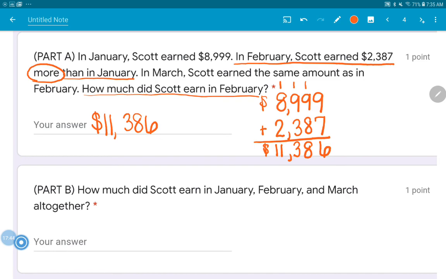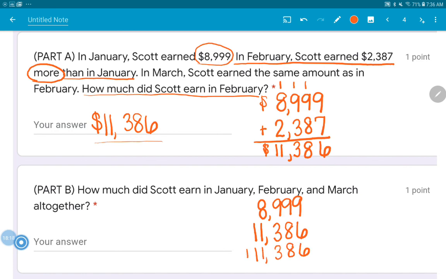Part B said, how much did Scott earn in January, February, and March all together? To find out how much he earned all 3 months, I'm going to need the amount that he earned in January, which was $8,999. The amount that he earned in February, which we just found out was $11,386. Being careful to line up my place values. And it says in March he earned the same amount as February. So he earned another $11,386. I'm going to add all of those together.